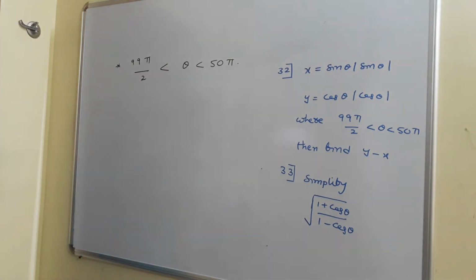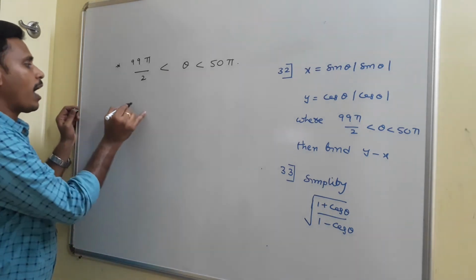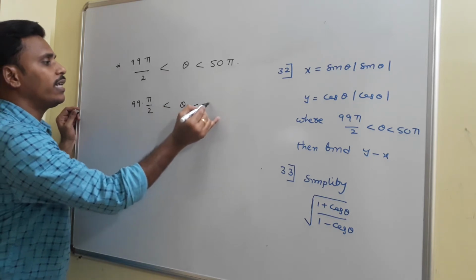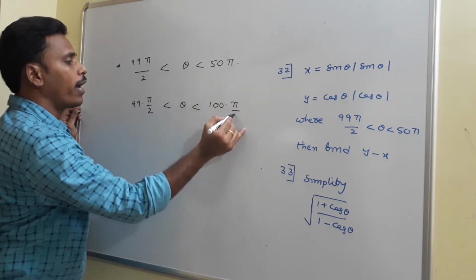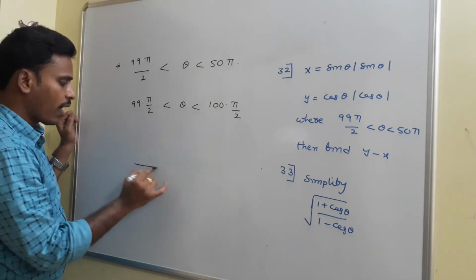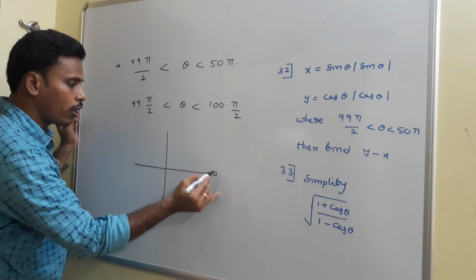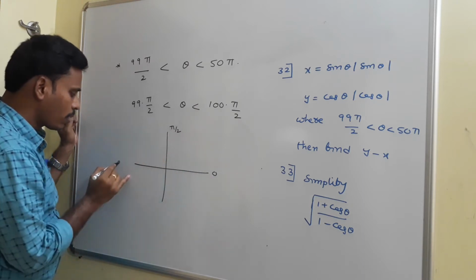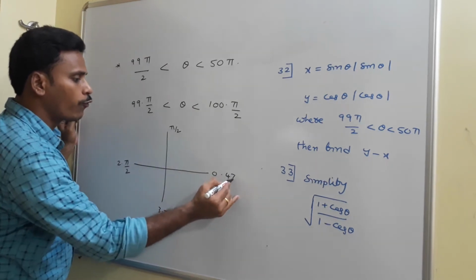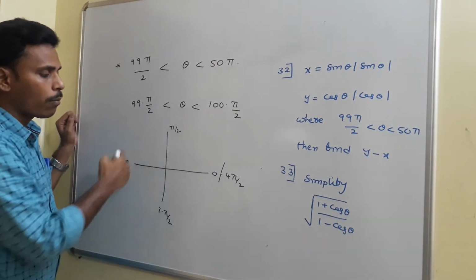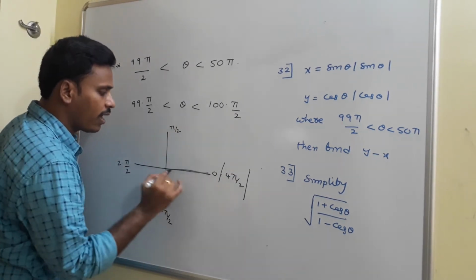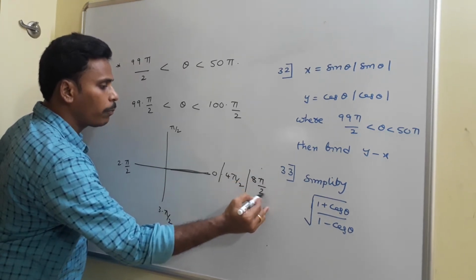99 pi by 2 less than theta less than 50 pi. I may write it like this: 99 times pi by 2 less than theta less than 100 times pi by 2. And now this is 99 pi by 2, this is 100 pi by 2. Have a look at this. See, this is 0 degrees, this is pi by 2, and this is 2 pi by 2, and this is 3 pi by 2, and this is 4 pi by 2. And if you move one more round, 5 pi by 2, 6 pi by 2, 7 pi by 2, and this line again is equivalent to 8 pi by 2.